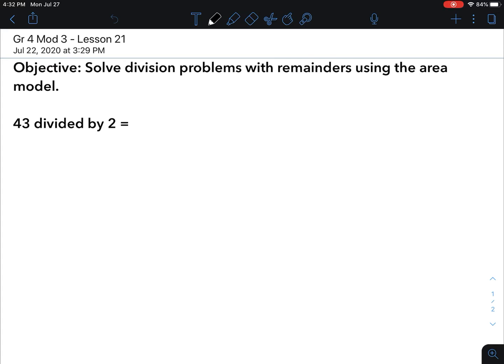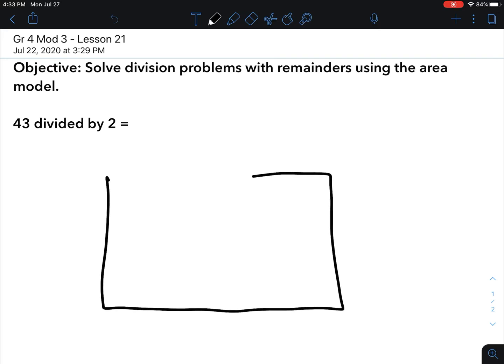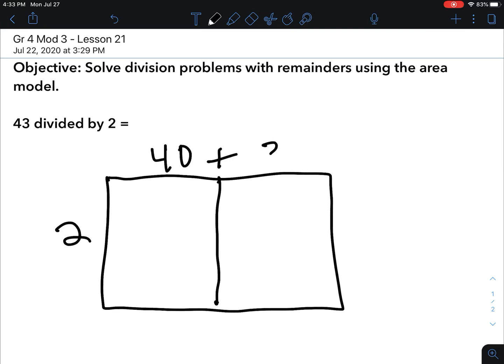The objective for this lesson is: I can solve division problems with remainders using the area model. So we're going to do the same thing we did last lesson, except I'm going to show you what to do when you have a remainder. This first problem says 43 divided by 2. I'm going to draw my rectangle. My divisor goes here, my dividend goes on top. So what are the two numbers that I'm going to divide 43 up into?